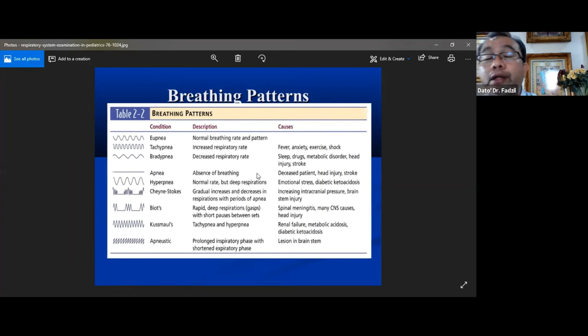Okay, if the patient cooperates, the technique usually is to ask the patient to open the mouth a little bit and breathe in and out. If the patient cooperates, then you can listen, in and out. If the patient does not cooperate, you do your best.